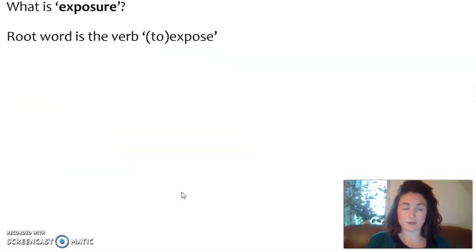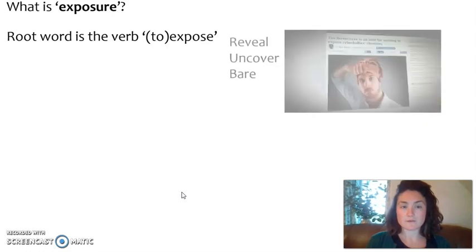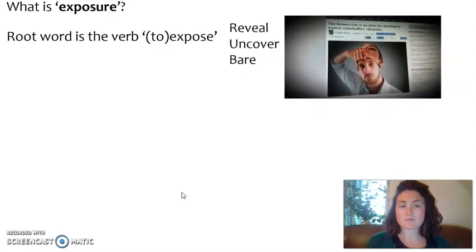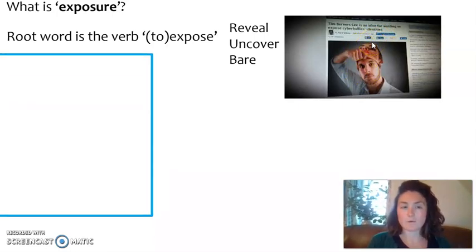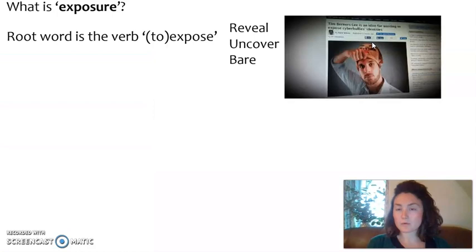But what is exposure? Let's think about this title. A really useful way into any poem is its title, and the root word is the verb to expose. So the word to expose means to reveal, to uncover, bare, just like this man is doing here. He seems to be exposing his true identity underneath a mask. Another form, well, in fact, it's important to mention here.